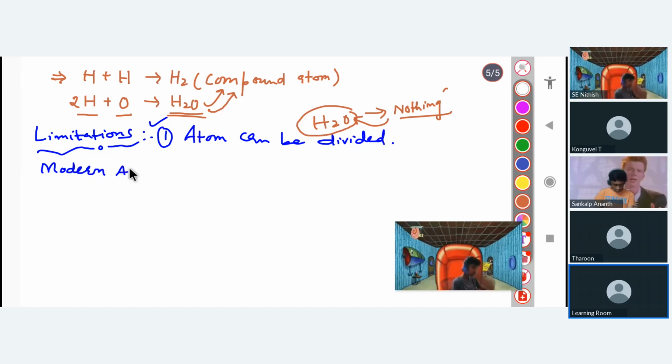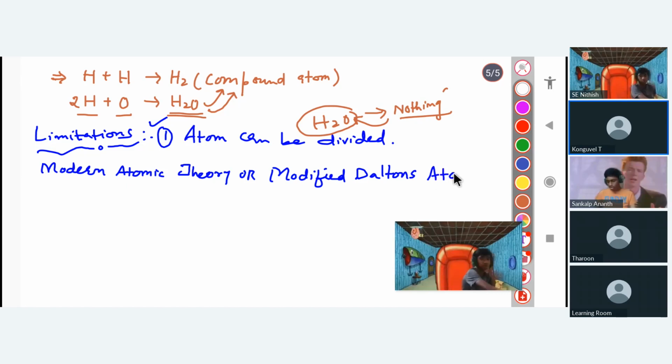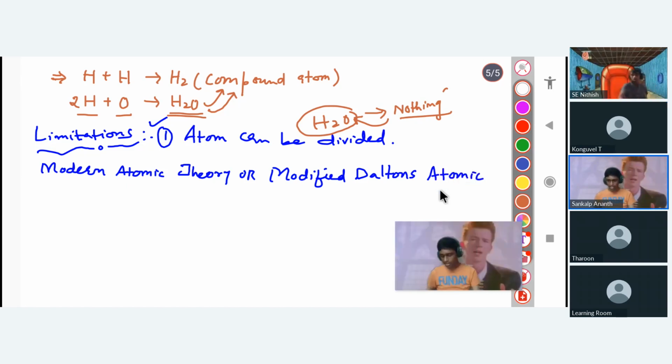Modern atomic theory is also known as modified Dalton's atomic theory, right? Yes, sir. So can you tell me who gave this theory? Niels Bohr. Was it only Niels Bohr, only one? No, sir. A lot of scientists did. Niels Bohr was like the primary one.